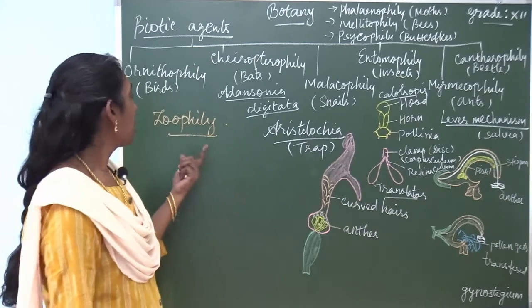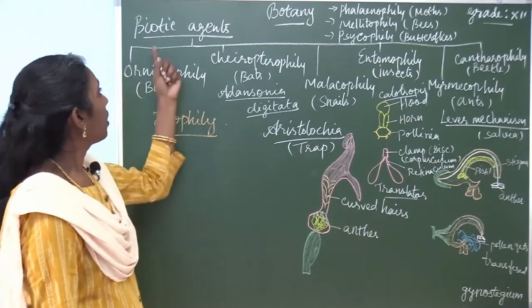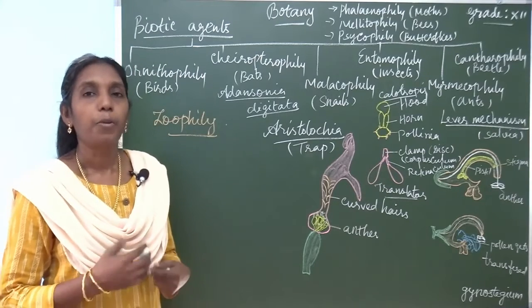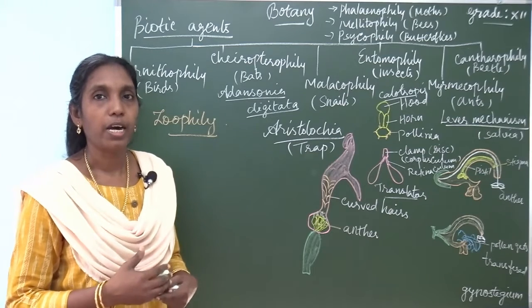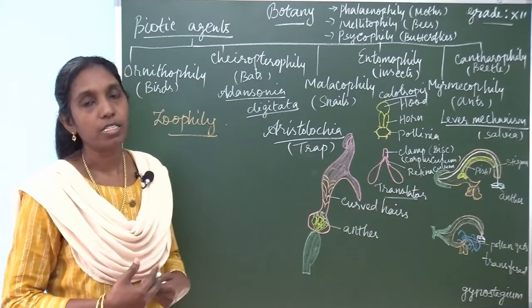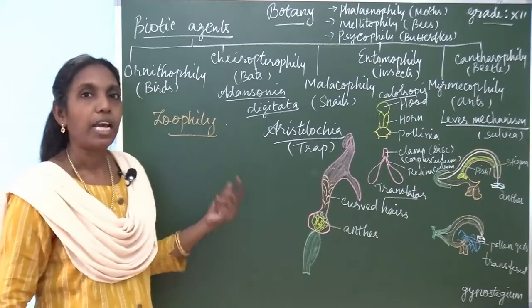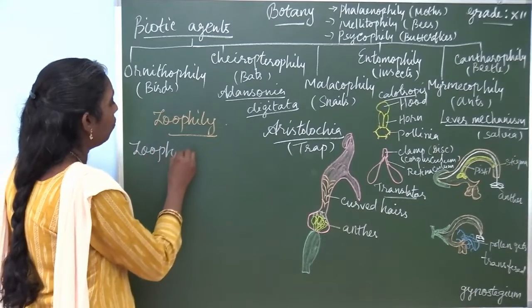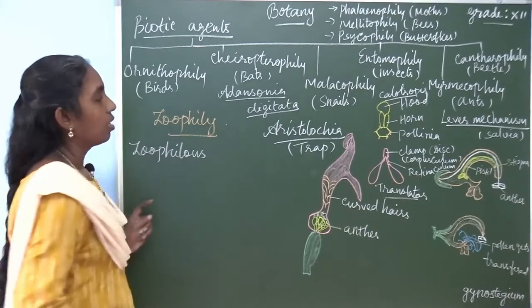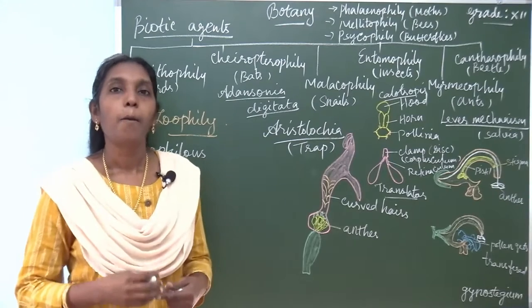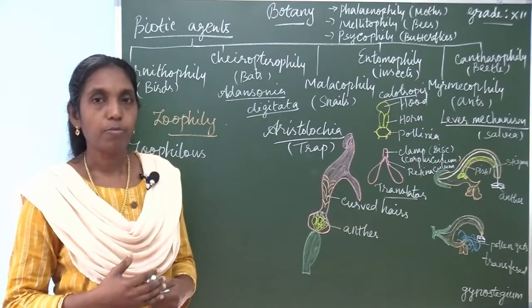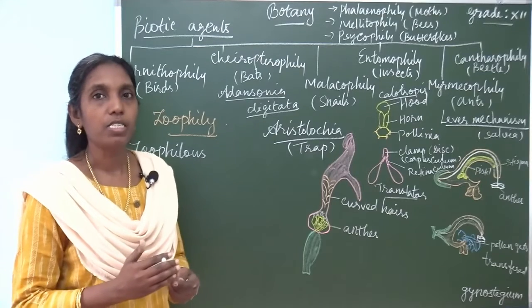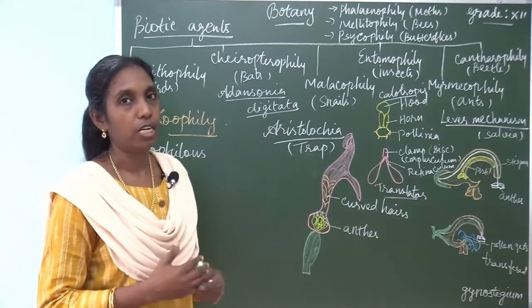Now let's discuss biotic agents of pollination. There are a number of biotic agents. Pollination that takes place by the agencies of animals is called zoophily, and the flowers are said to be zoophilous flowers. What is meant by zoophily? Pollination that takes place by the agencies of animals. There are a number of animals which effectively bring about pollination.